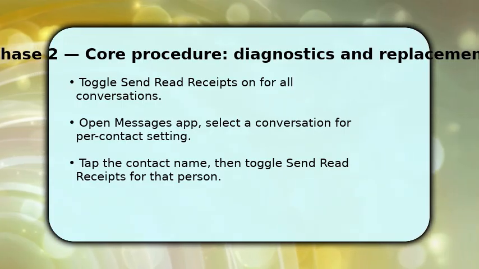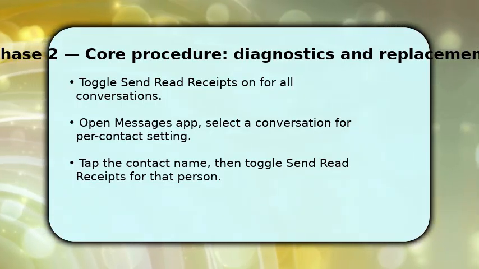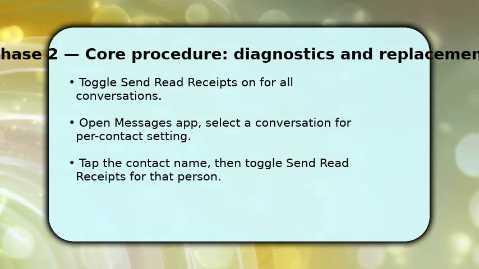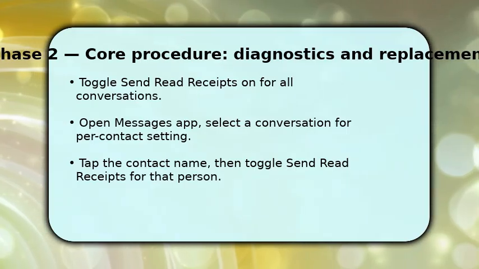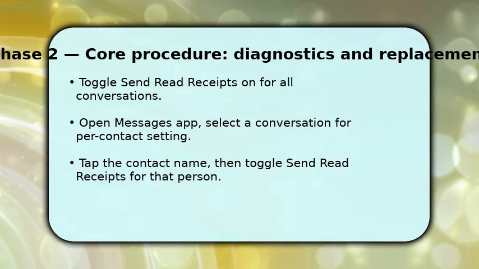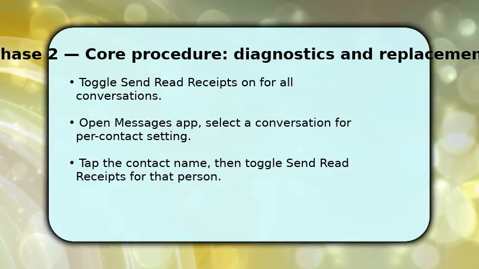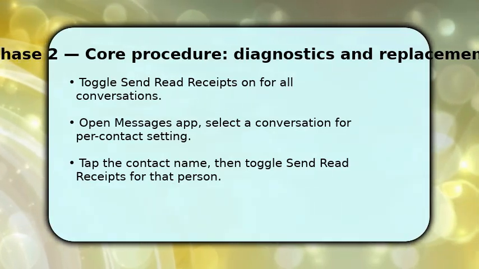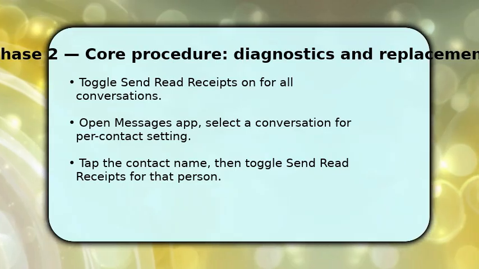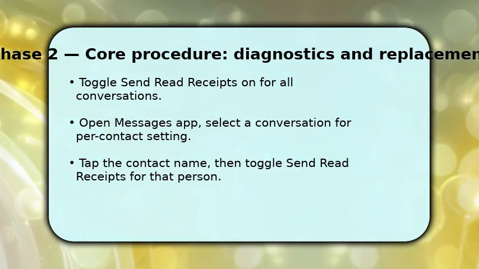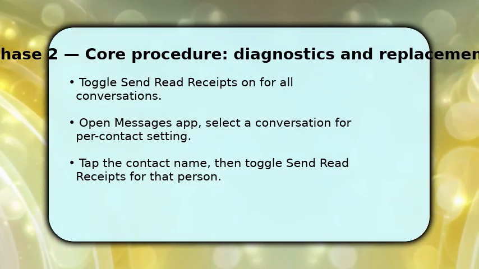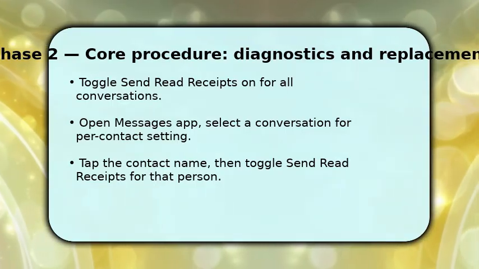If you prefer granular control, open the Messages app, select the specific conversation, then tap the contact name or info icon. This opens Thread Settings. There you'll find a per contact Send Read Receipts toggle. Flip it on or off as needed. Doing it this way lets you give receipts only to trusted contacts, so you control privacy without losing.